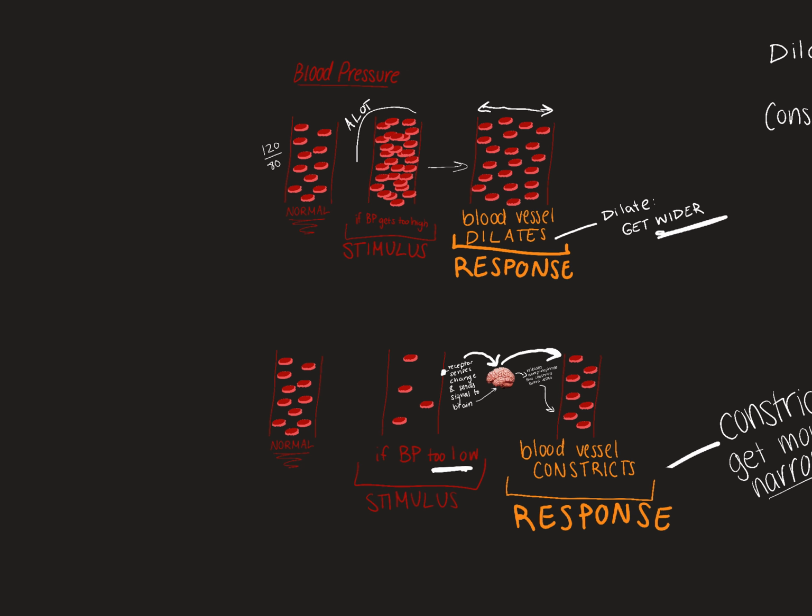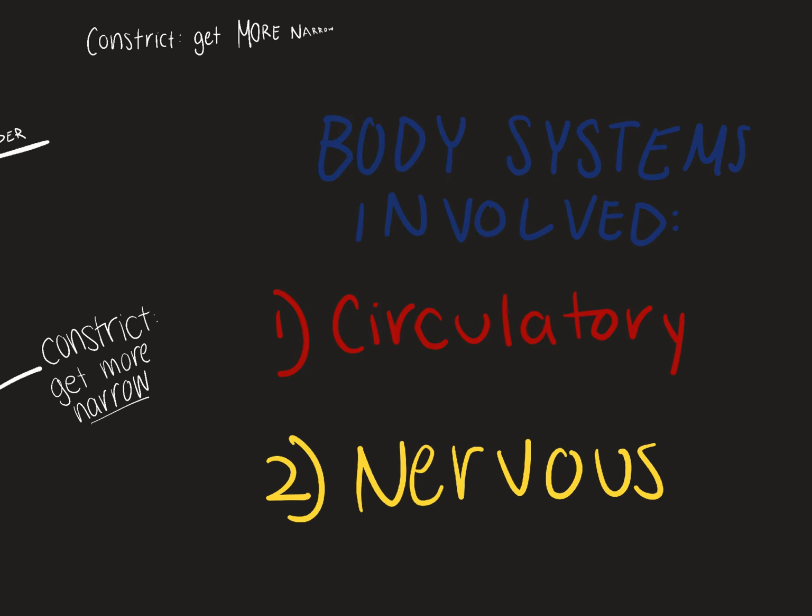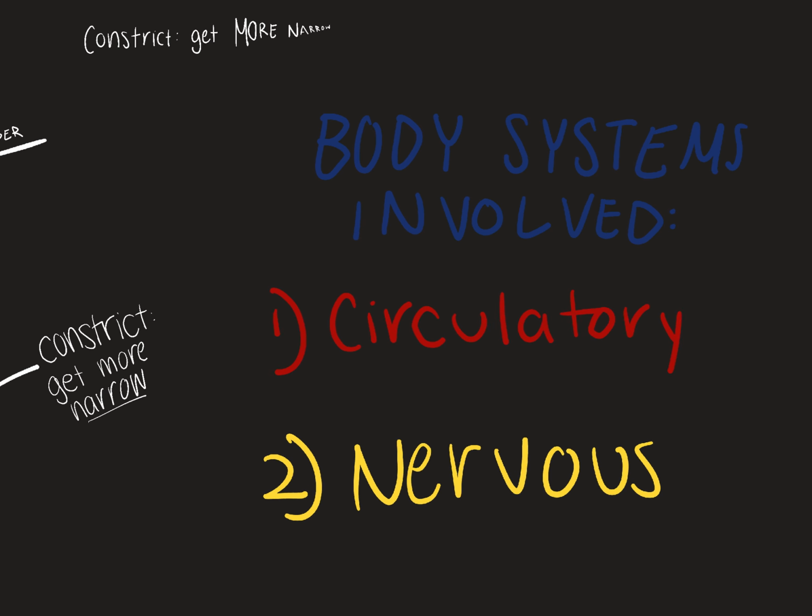Let's see if we can figure out which body systems were involved in this response. We have the circulatory system, of course, because we are talking about blood vessels. And we have the nervous system because we told you that the brain was responding. So that is blood pressure regulation in our body, and that is just one way that our body maintains homeostasis.